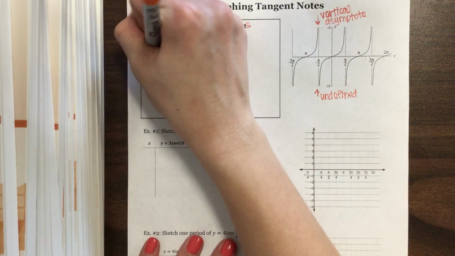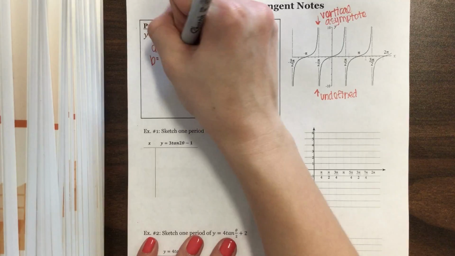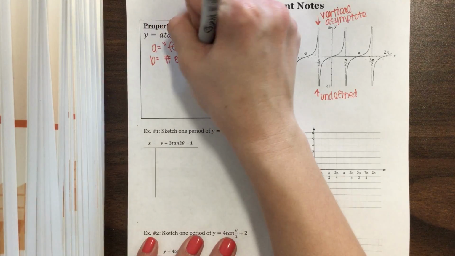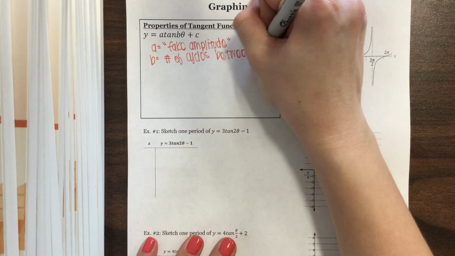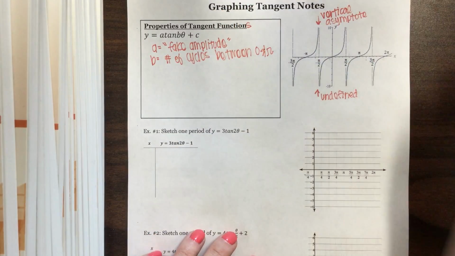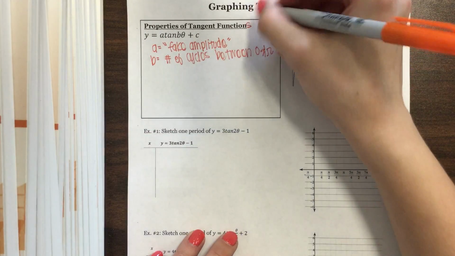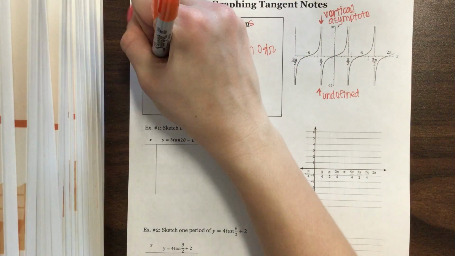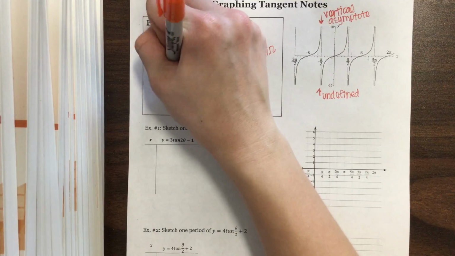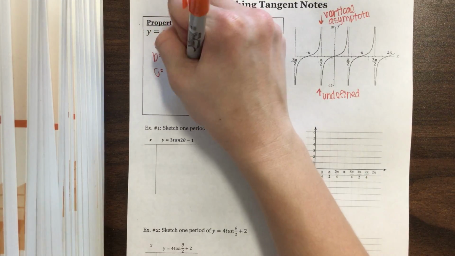Okay. B is the number of cycles between 0 and pi. Okay. Remember, on sine and cosine, it was between 0 and 2 pi. This time it's between 0 and pi. You really need to cement that into your head. Sine and cosine, 2 pi. Tangent, just pi. Okay. And then C is your vertical shift, just like it was on the other ones.